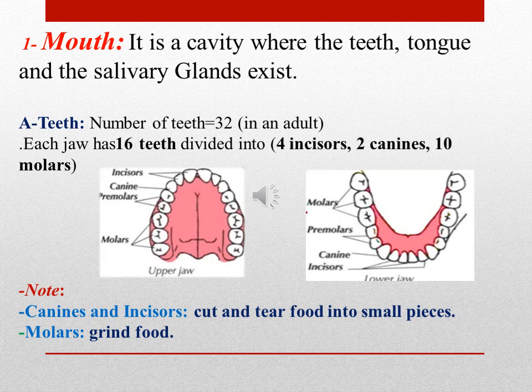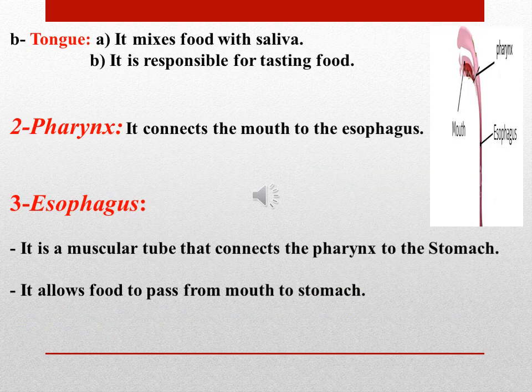Canines and incisors cut and tear food into small pieces, while the molars grind the food to make it easily to be swallowed. Tongue. It mixes the food with saliva, and also it's responsible for tasting the food. It will help us to know if the food was sugary, salty, or whatever.